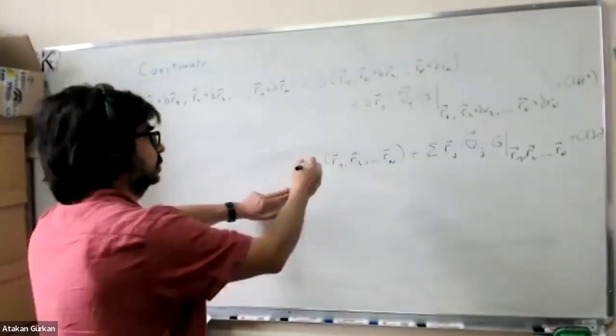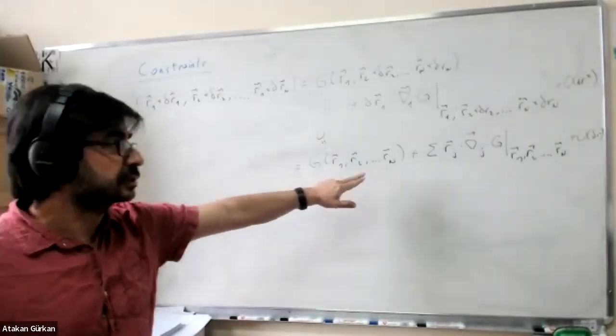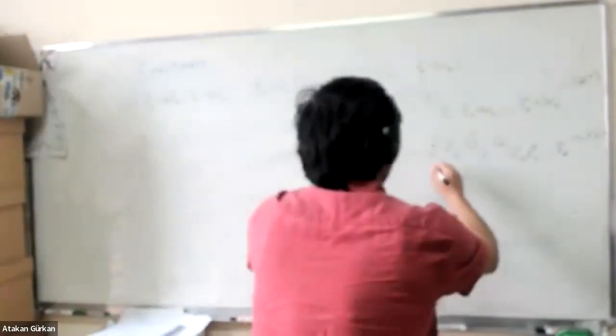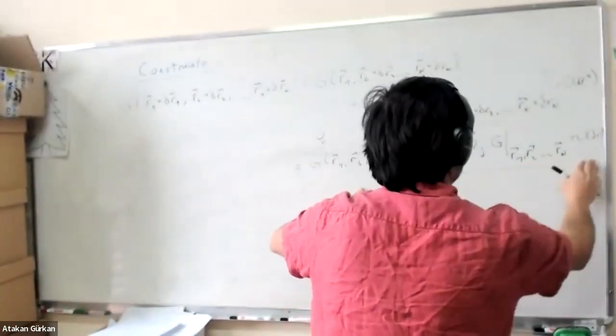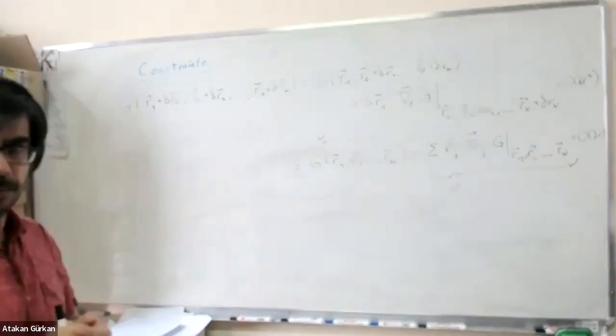And now this is also 0. This is just our original constraint equation. So this is also 0. To the order of delta R, it must be equal to 0.